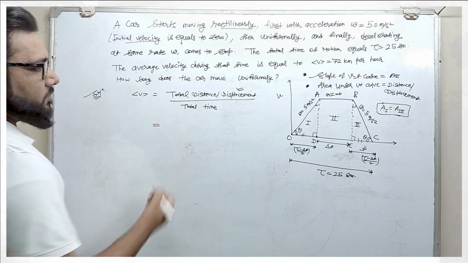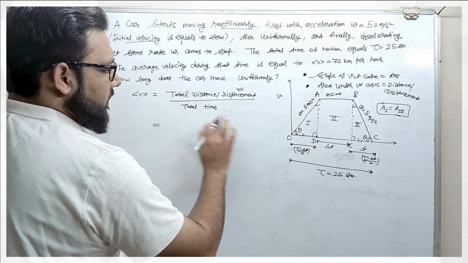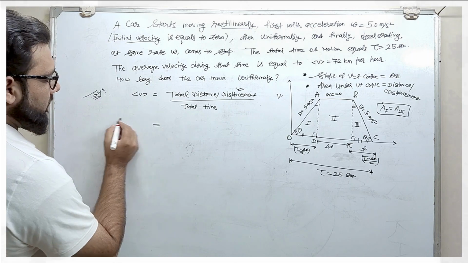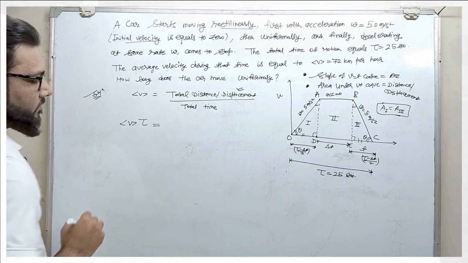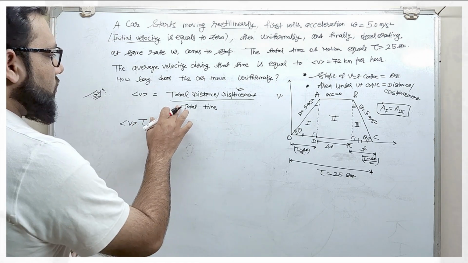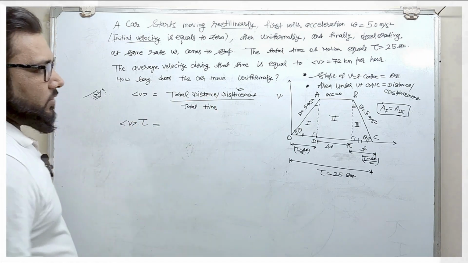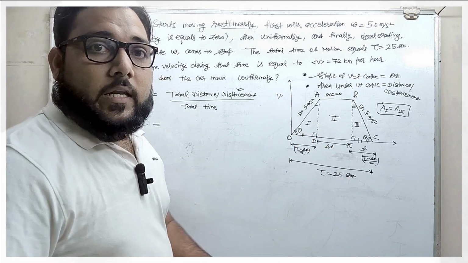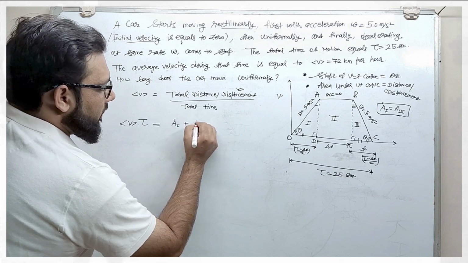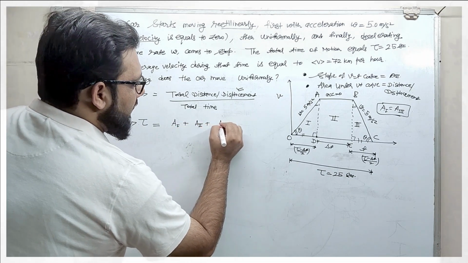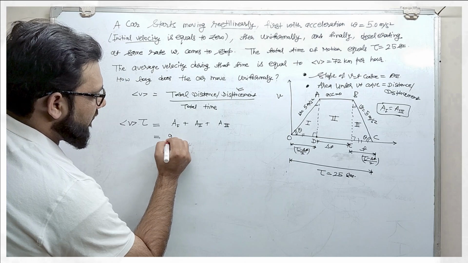So now the total displacement will be the area under the VT curve. The total time is tau. See guys, I am writing down: this is the average velocity into the total time. I am cross multiplying by the total time, and we know the total time is tau. Now the total distance or displacement will be the area under the VT curve. So the area A1, the area of the first block, the area of the second, and the area of the third geometry. We know the first and third areas are areas of triangles.